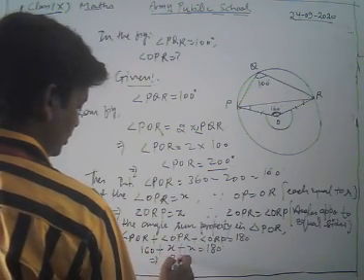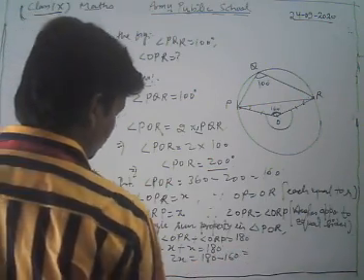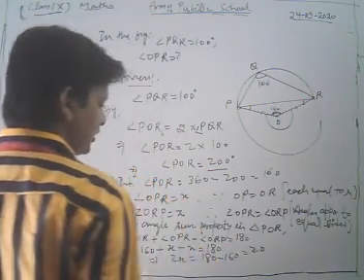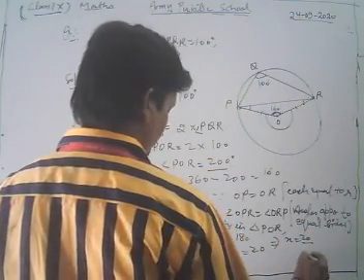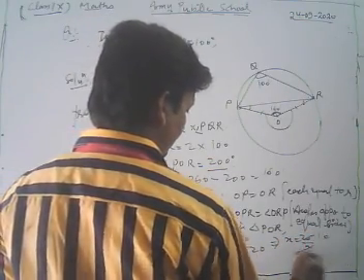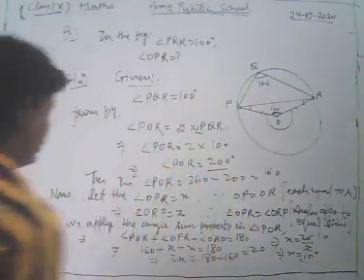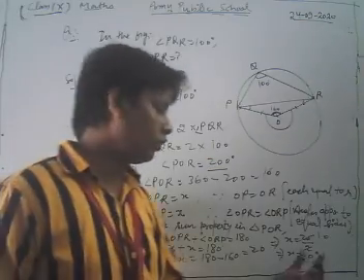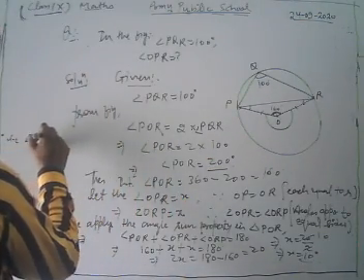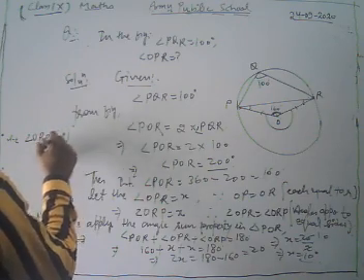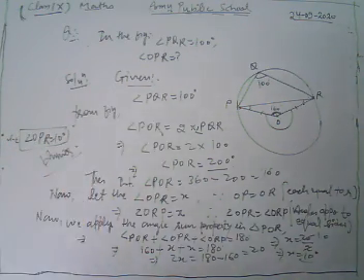That is, 2x is equal to 180 minus 160, which is 20. Thus the value of x is 20 upon 2, that is 10. Thus the value of x is 10 degrees. That is, angle OPR is equal to 10 degrees. This is our required answer.